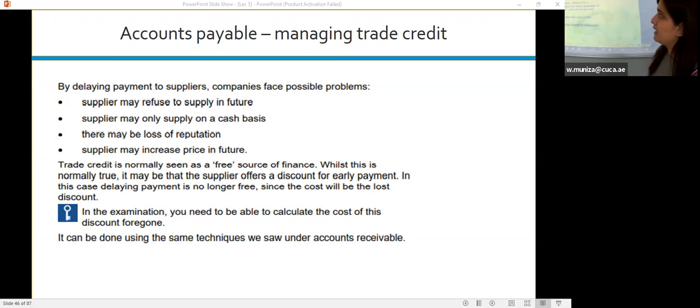Supplier may only supply on the cash basis. There may be loss of reputation. Suppliers may increase price in future. So these can be the drawbacks of delaying the payments to the payables.